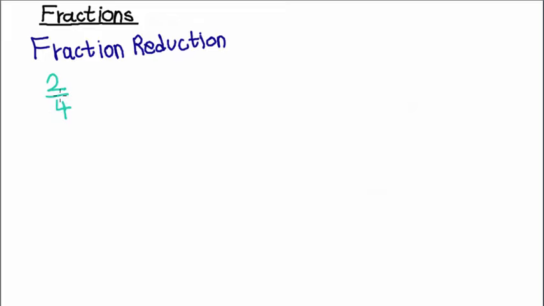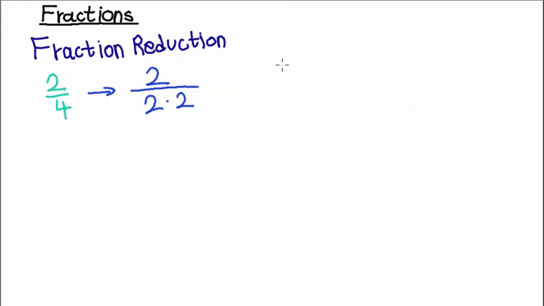So what do I mean by this? Well, let's do this example over here. I know that the prime factorization of 2 is just 2 because 2 is in itself a prime number. For the denominator of 4, I know that the prime factorization for 4 is simply 2 times 2.